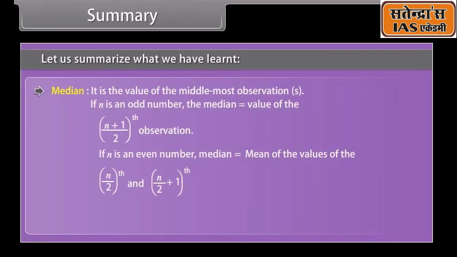Median. It is the value of the middlemost observation. If n is an odd number, the median is equal to the value of the n plus 1 whole upon 2th observation. If n is an even number, the median is equal to the mean of the values of the n upon 2th and n upon 2 plus 1th observations. Mode. The mode is the most frequently occurring observation.